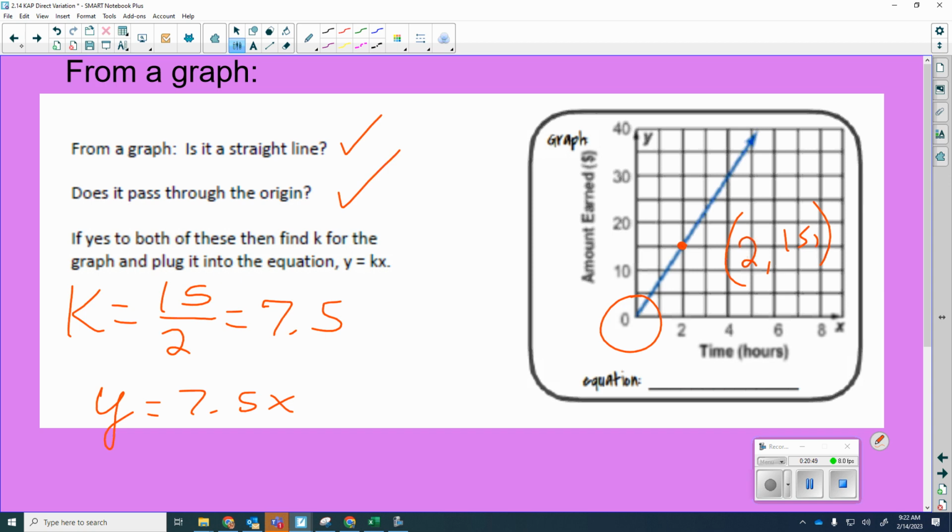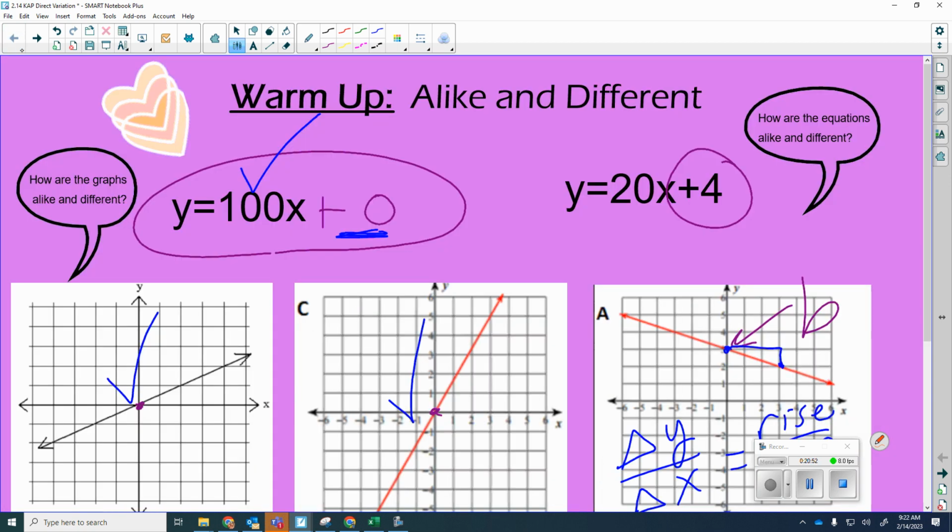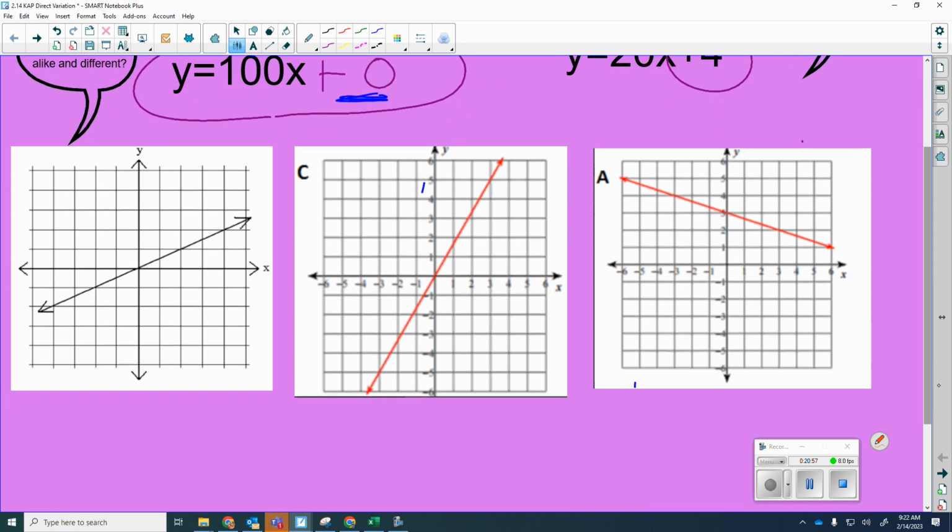Okay, let's go back to the warm-up since y'all don't have this in your notes. Which of these would have direct variation? The first one. What about this one? The second one. And what about this one? And what's wrong with it? It doesn't go through the origin. And then think about some of those things from last week that were functions. What about like that? No. What about like that? No, it doesn't pass the vertical line test. It can't be a function.